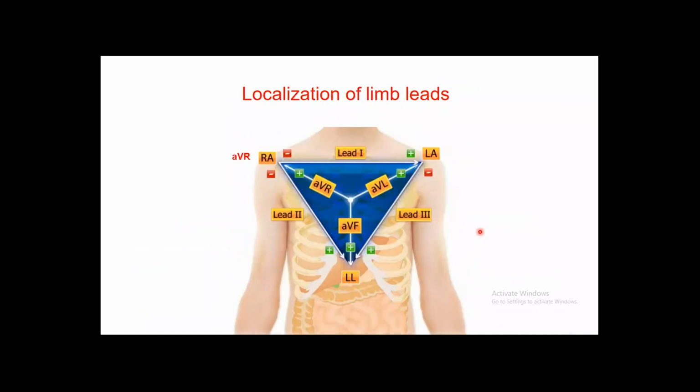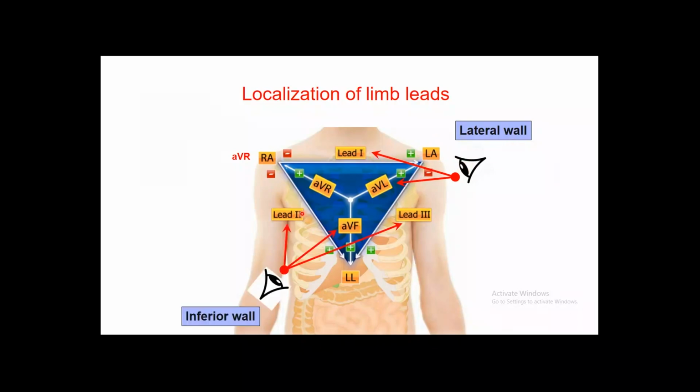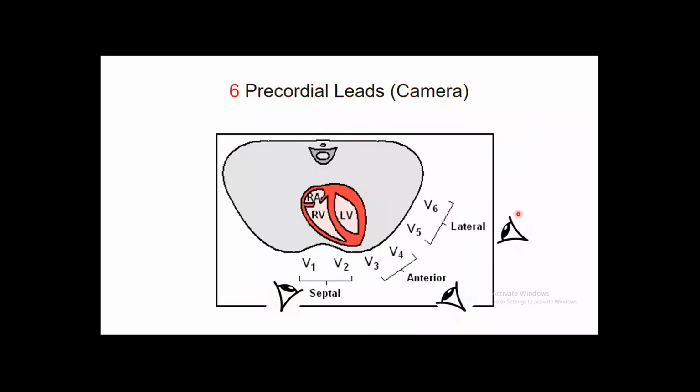So regarding localization using limb leads, lead 1 and AVL are looking towards the lateral surface of the heart, while lead 2, AVF, and lead 3 are looking at the inferior wall of the heart. What about the precordial leads? V1 and V2 are opposite to the septum, V3 and V4 opposite to the anterior wall, V5 and V6 opposite to the lateral wall.